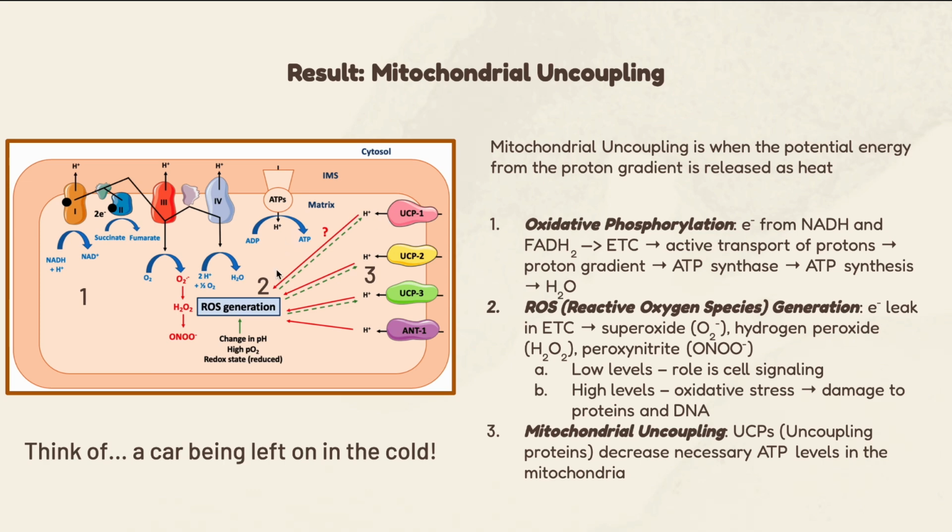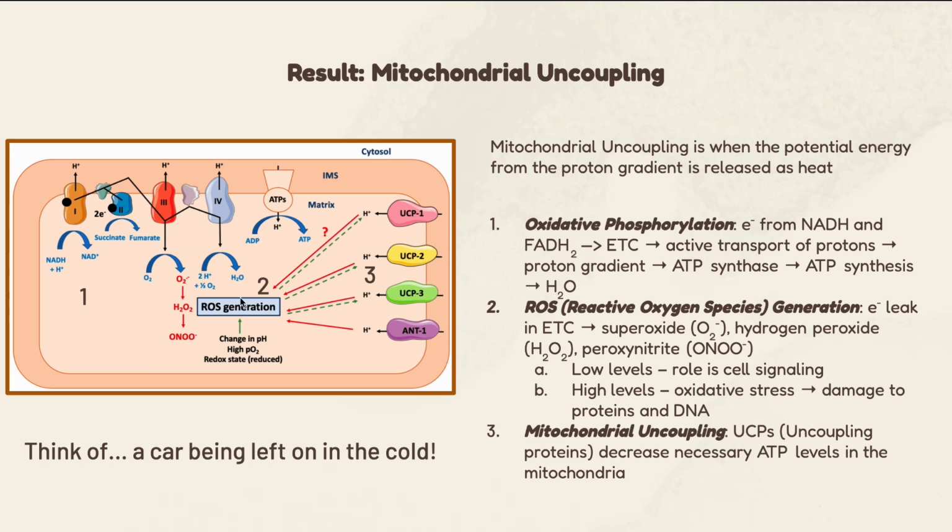Our first part involves oxidative phosphorylation, which was already mentioned some slides back, but just for a brief review, electrons from NADH and FADH2 move along the electron transport chain, and the products of this process will be ATP and H2O. Then our second step is called reactive oxygen species generation, and this is when electrons leak from the electron transport chain and form molecules like superoxide and hydrogen peroxide.